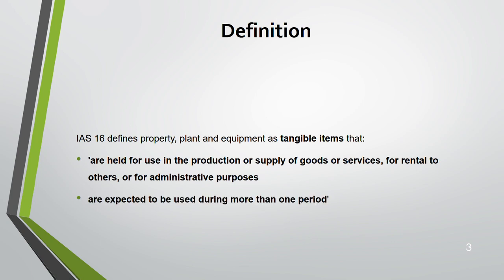The second characteristic is more than one period. That means more than 12 months. It has to be there in the business for more than 12 months, because what is the feature of non-current assets? It's there in the business for more than 1 year. If it's less than 12 months, it's not a non-current asset, and IAS 16 will not be used to deal with it. As simple as that.